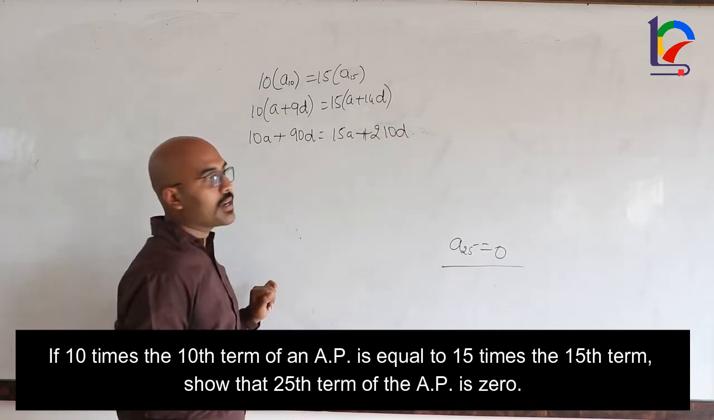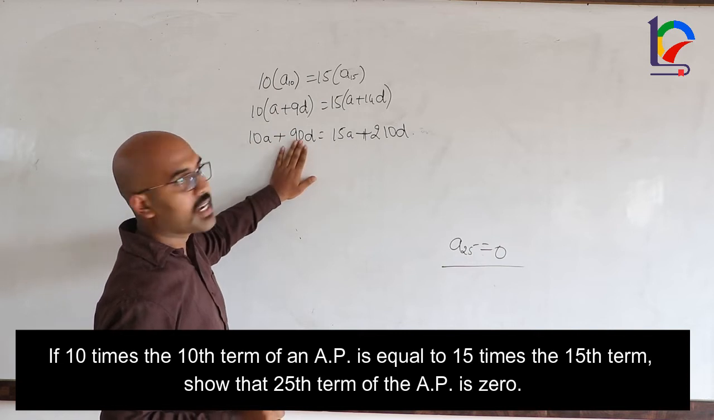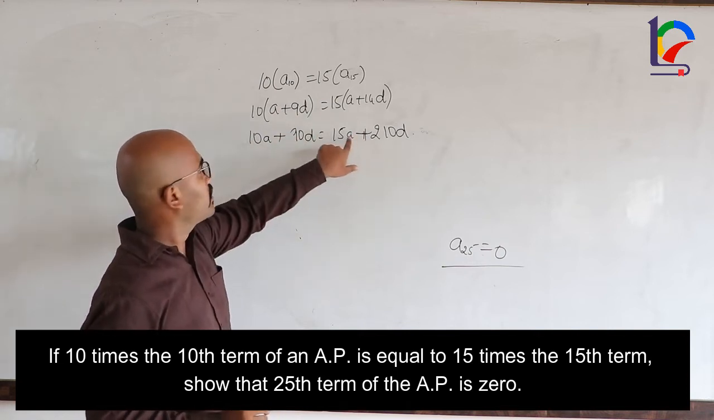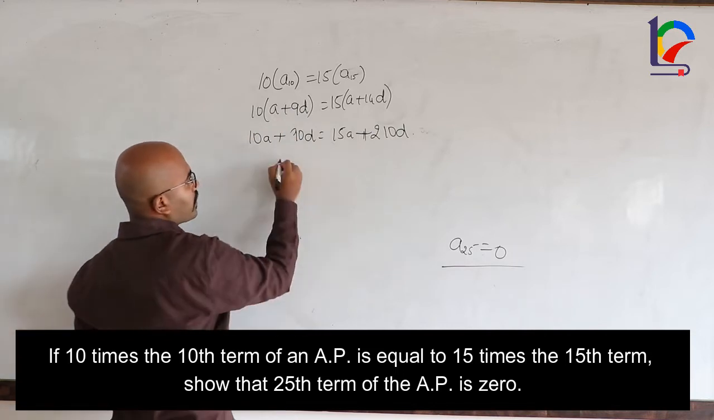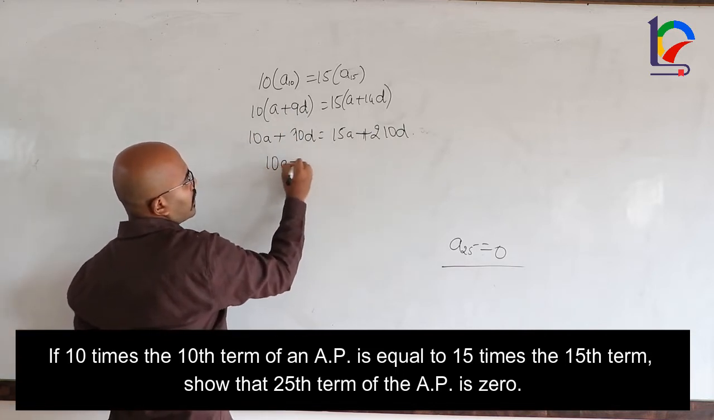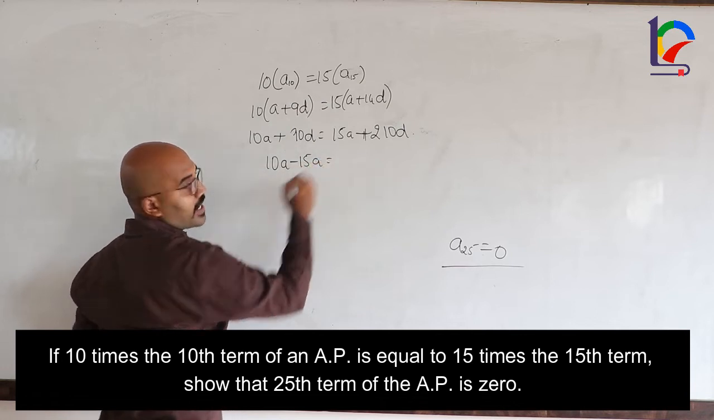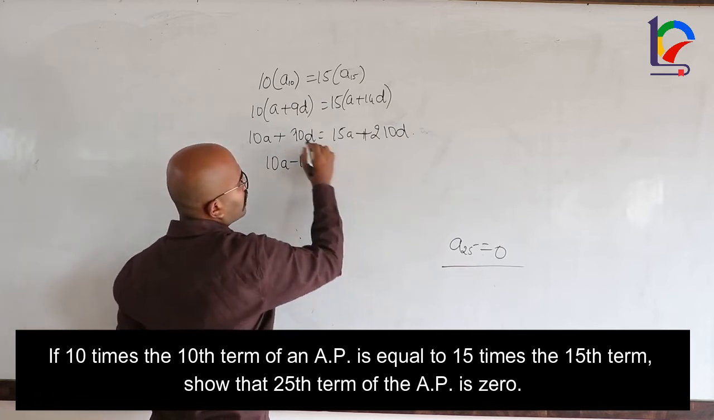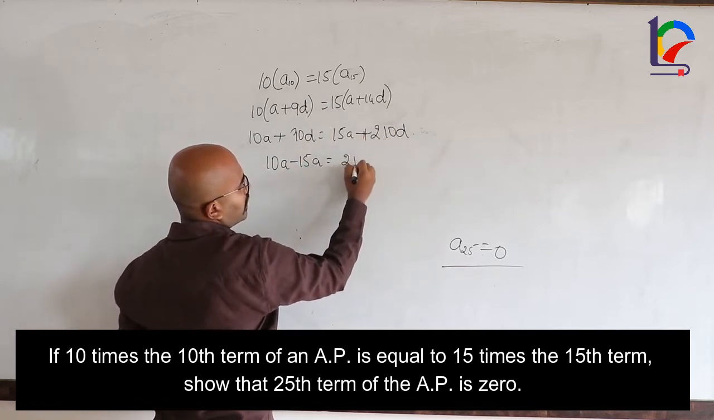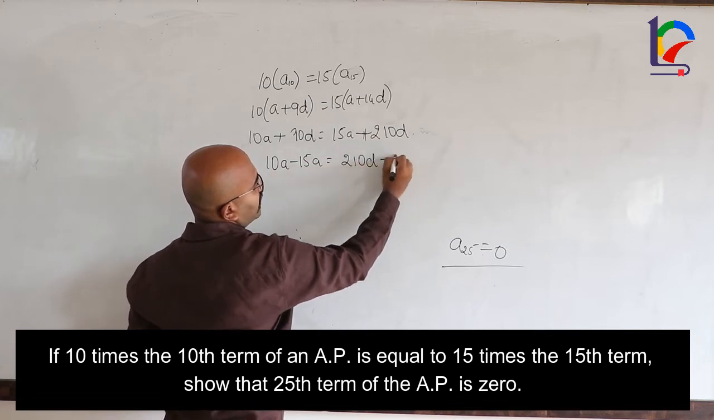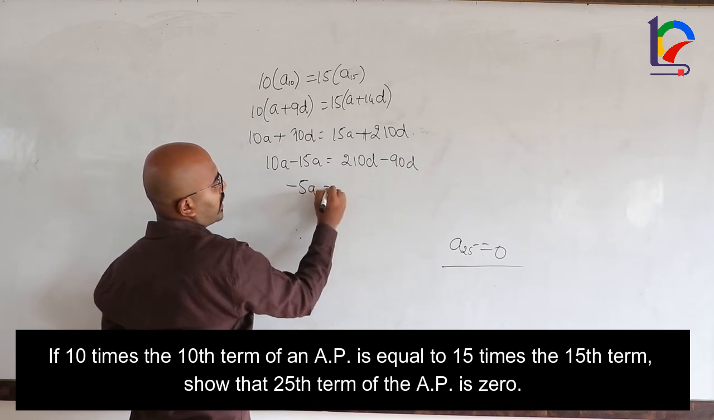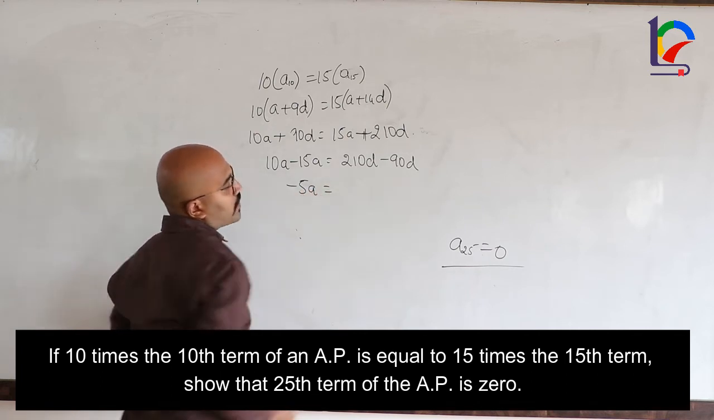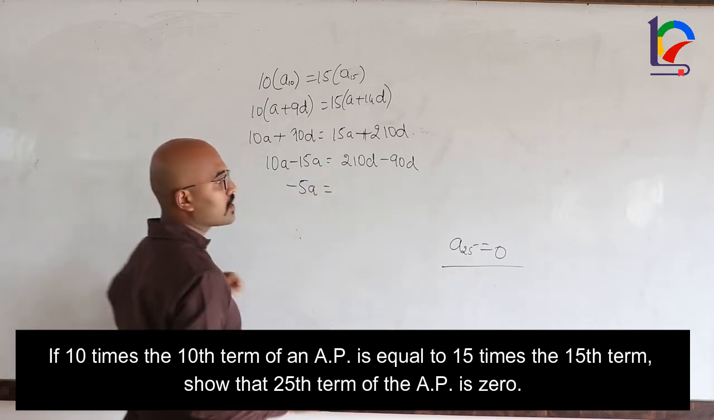So 210d. Let me take this d to the RHS and this to the LHS. So 10a minus 15a is equal to 90d. If I take it to the RHS, so 210d minus 90d. So minus 5a is equal to 210 minus 90d.